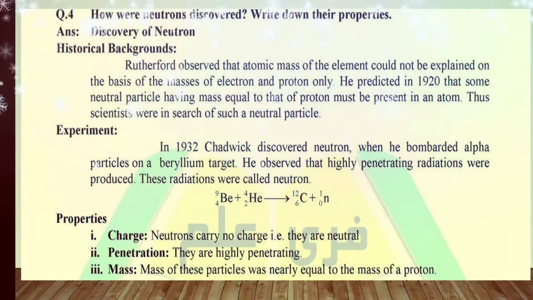Historical background: Rutherford observed that the atomic mass of an element cannot be explained on the basis of the mass of electrons and protons only. From here, the idea of a neutral particle. Next heading is experiment, which starts in 1932. Chadwick discovered the neutron when he bombarded alpha particles on a beryllium target. He observed that highly penetrating radiations were produced. These radiations were called neutrons. And then there are the properties. Third heading is properties, and there are 3 points, and you can also mention headings for every point: 1 for charge, second penetration, and third mass.